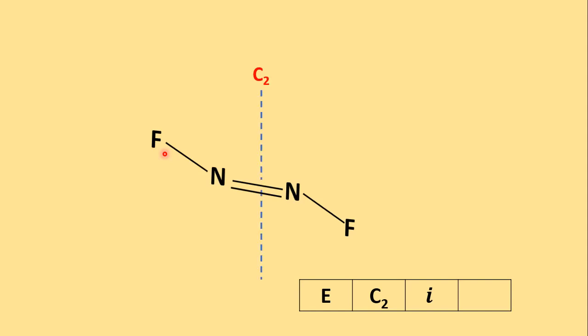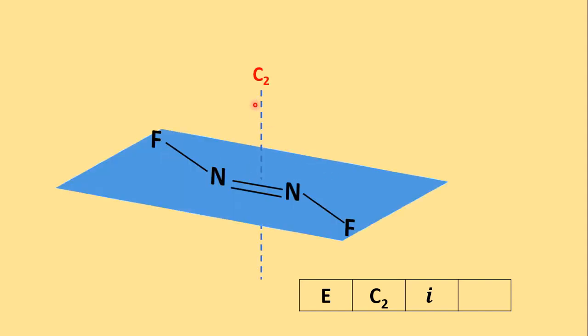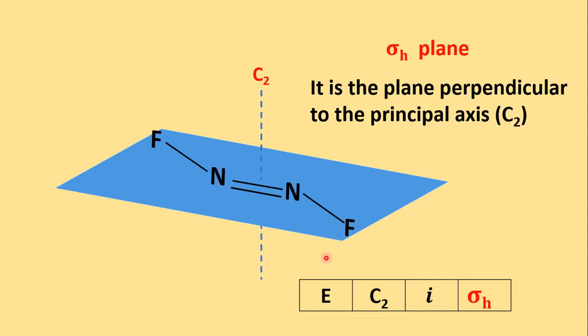Next we come to this plane of symmetry which is perpendicular to the principal axis, and so it is a sigma h plane. It is a horizontal plane of symmetry. It cuts through the two fluorine atoms, the two nitrogen atoms. That means one half of each of these atoms is above the plane, the other half is below the plane, and this is the sigma h plane.